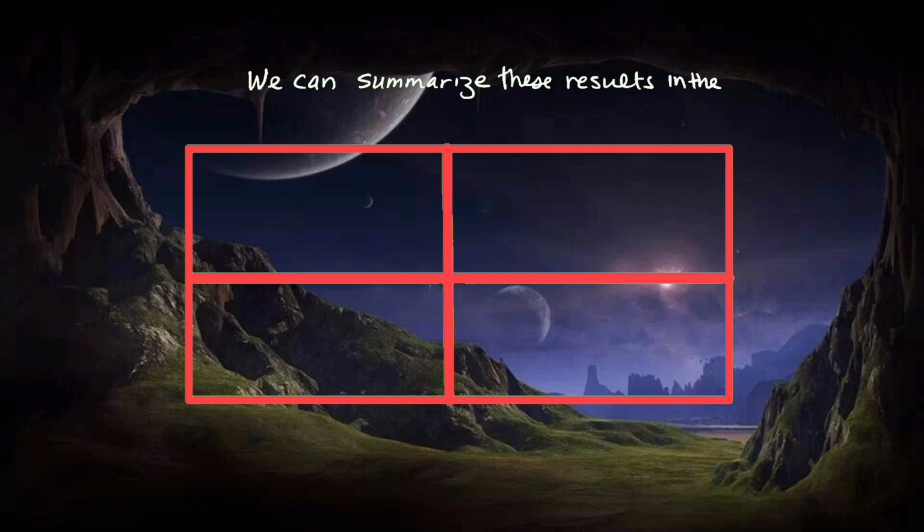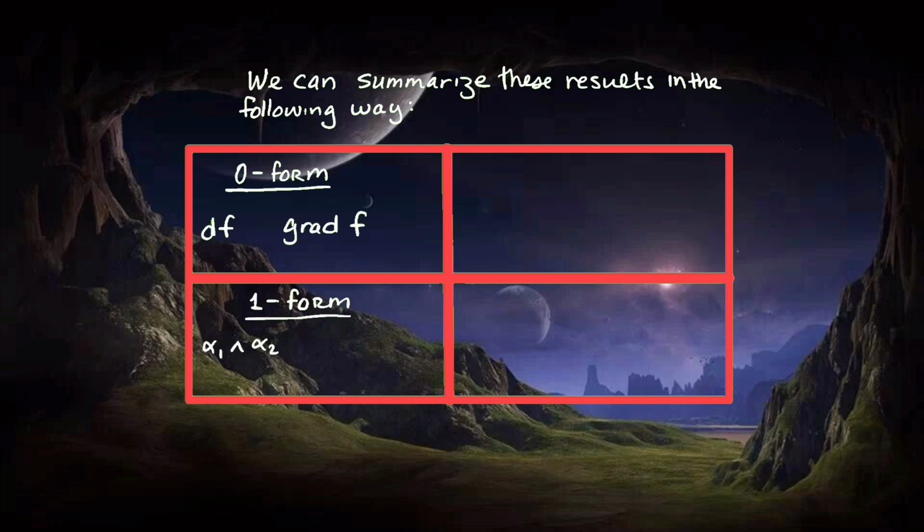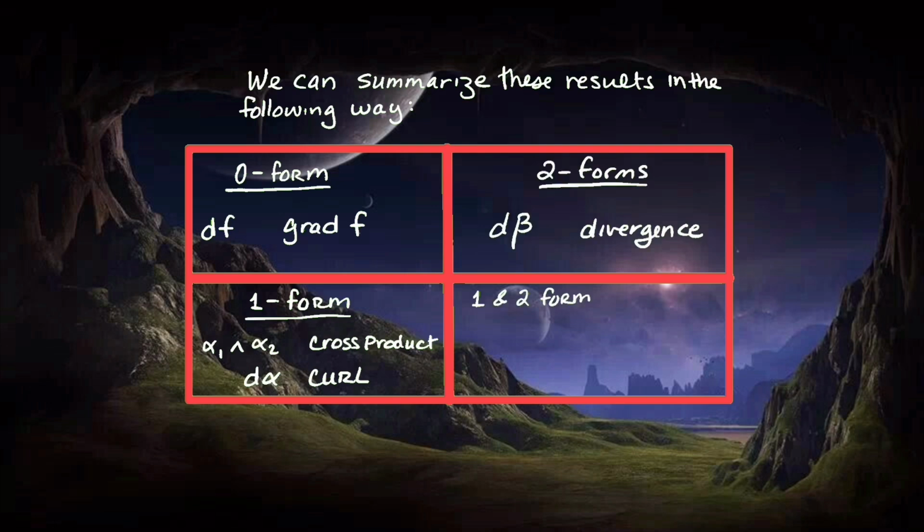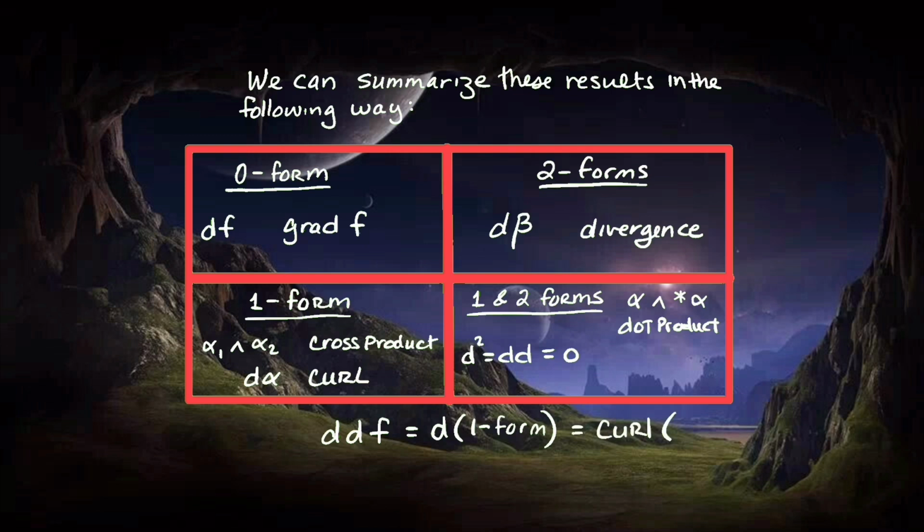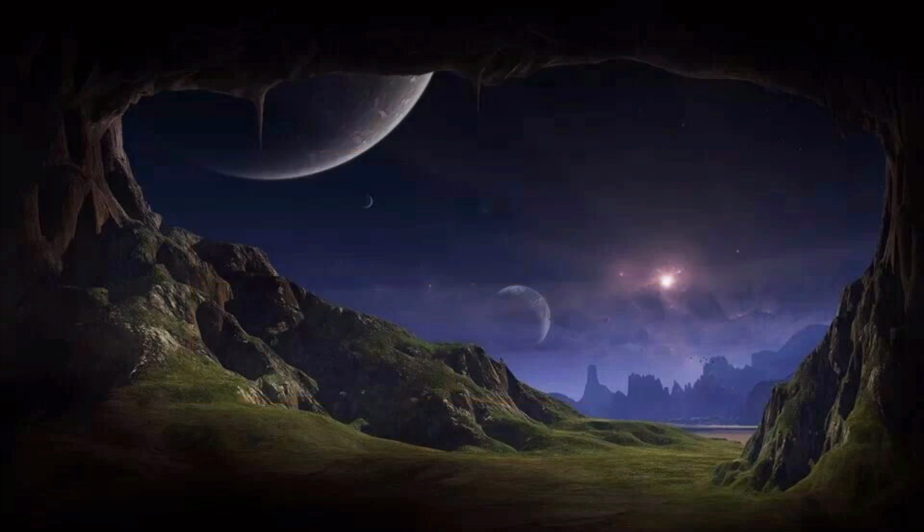We can summarize all of these results in the following way. For 0 forms, for 1 forms, for 2 forms, and for 3 forms, or top forms. For a top form, the curl of a gradient is equal to 0. Excuse me, for a 1 form.